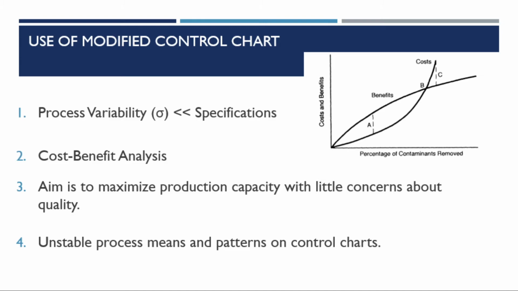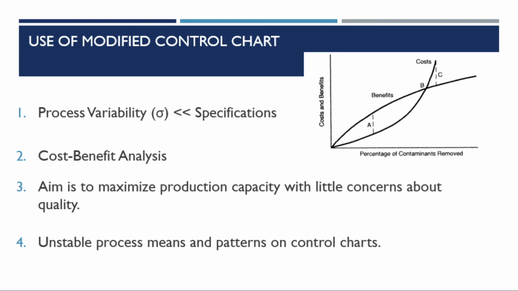Another situation is when the producer's aim is just to produce to the fullest of its capability with little concern for quality. We are not ignoring quality, but we have little concern about the quality of the product. Then we should use these wider modified limits.